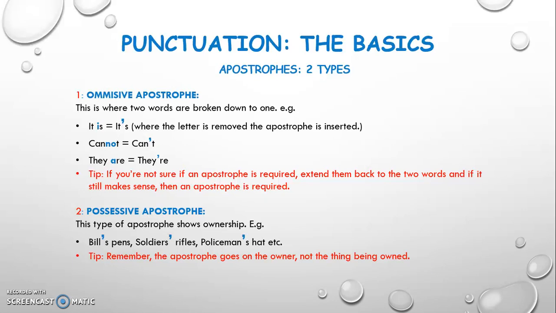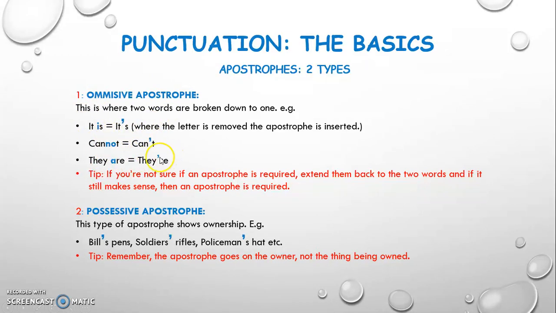Let's have a look at apostrophes. This seems to get a lot of people stumped, but it's fairly simple if you think about it logically. There are two types, the omissive apostrophe and the possessive apostrophe. Let's have a look at the omissive apostrophe. This is where two words are broken down and put into one. We don't normally say things like it is, cannot, they are. We normally break them down in the spoken word, and this is just mimicking it in the written word. So if you look at the first example here, it is, we take out the I. Where we take the letter out of the two words, we insert the apostrophe. Cannot, take out the NO and insert the apostrophe.